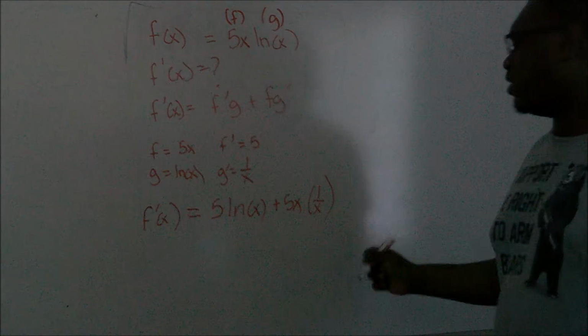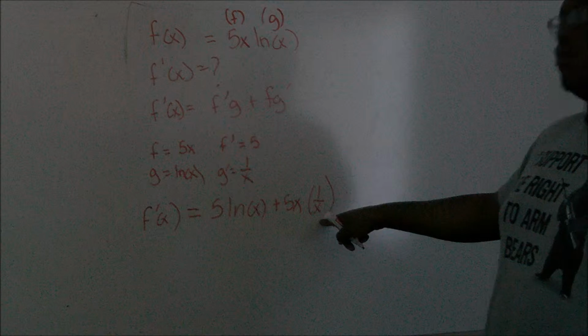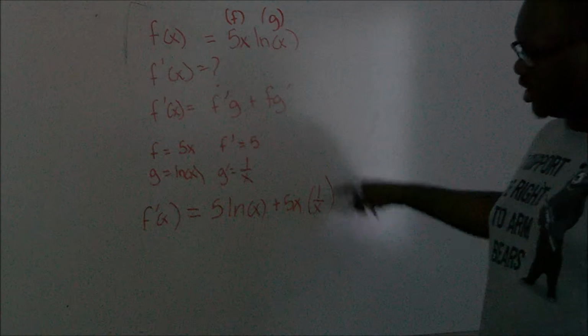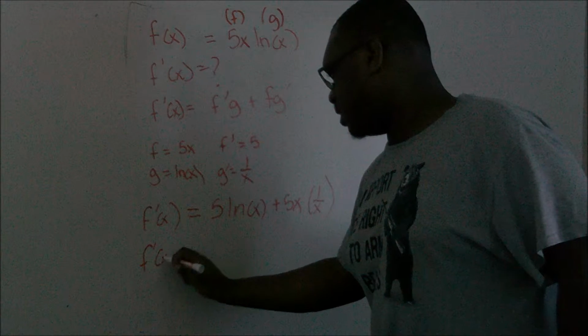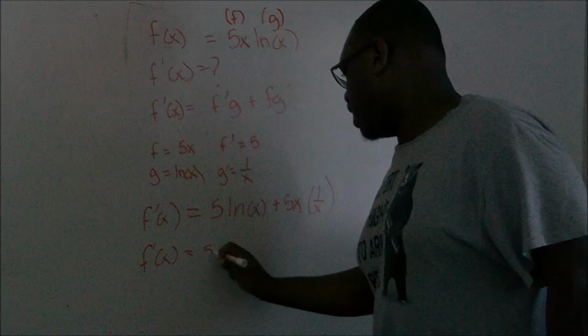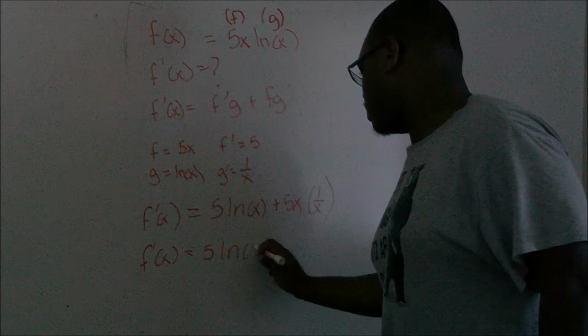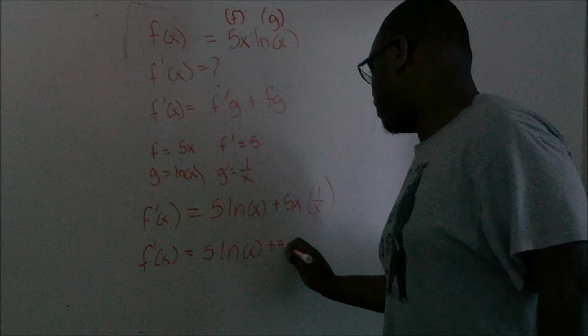And if we want to simplify this just a little bit, when you multiply 5x by 1 over x, you just end up with 5. So our final answer is f prime of x equals 5 times the natural log of x plus 5.